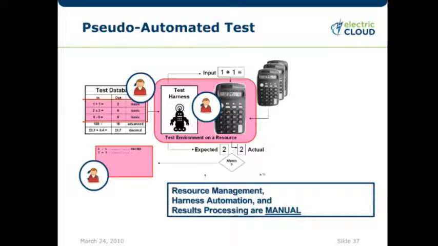So the resource management, and I mean actually provisioning or selecting a pre-provisioned environment, was manual. The harness automation, yeah, the harness, once it got going, would do its thing. That's not really automation if you still have to have an operator pushing all the buttons to get that automation to go. It's kind of like driving a car, I guess.